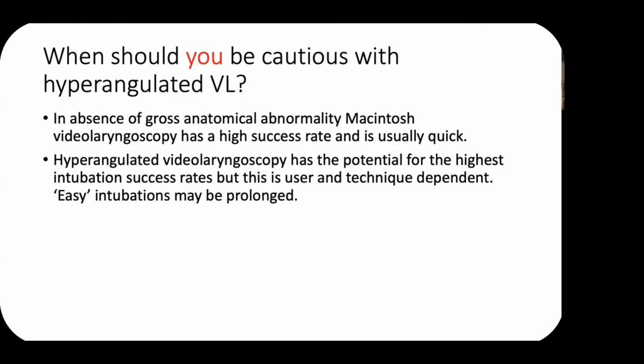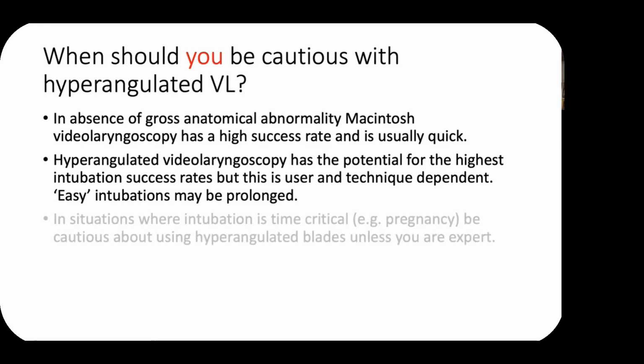So when should you use Macintosh videolaryngoscopy and when should you use hyperangulated videolaryngoscopy? It really does depend on the expertise of the person holding the videolaryngoscope. In the absence of gross anatomical abnormality, Macintosh VL has a high success rate and is usually quick. Whilst hyperangulated videolaryngoscopy may have the potential for higher intubation success rates, this last video serves to highlight how this is user and technique dependent and it is possible to prolong what might be termed an easy intubation.